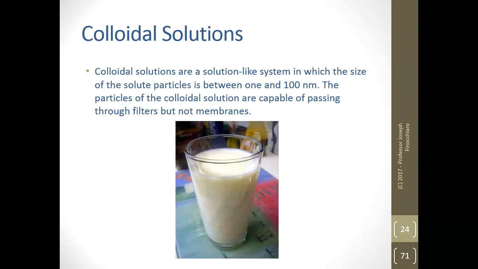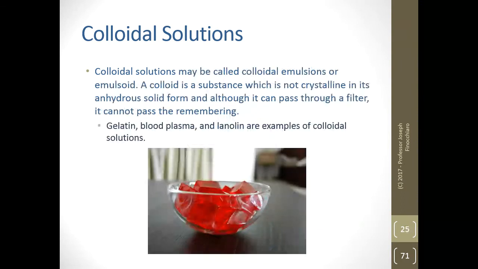Colloidal solutions are solution-like systems in which the size of the solute particles is between 1 and 100 nanometers. So we had suspensions, true solutions, and colloidal solutions. The particles of the colloidal solution are capable of passing through filters, but not membranes. You know how this is going to need to be a chart, okay? So make one: true solutions, colloidal solutions, and suspensions and their characteristics. Colloidal solutions may be called colloidal emulsions or emulsoids.